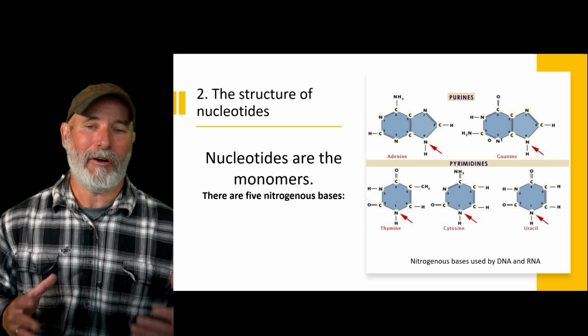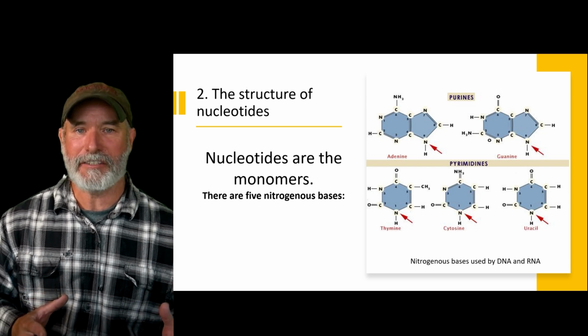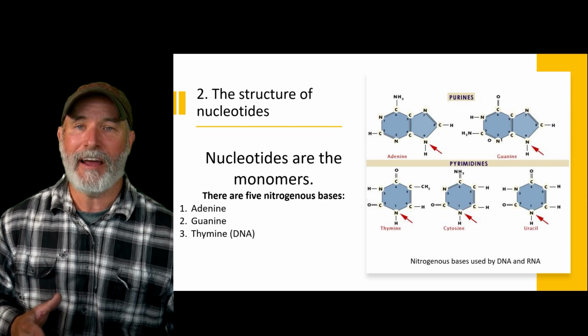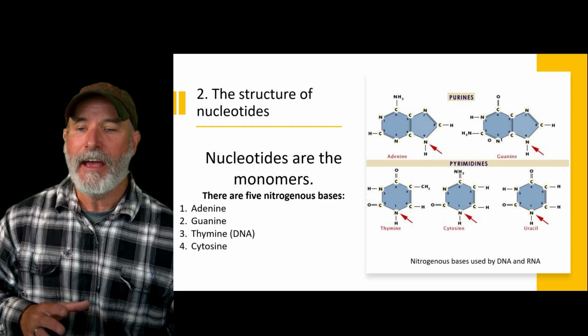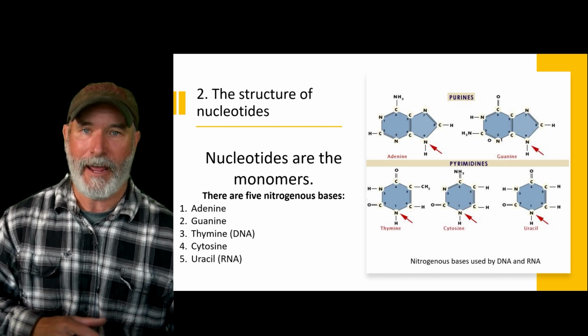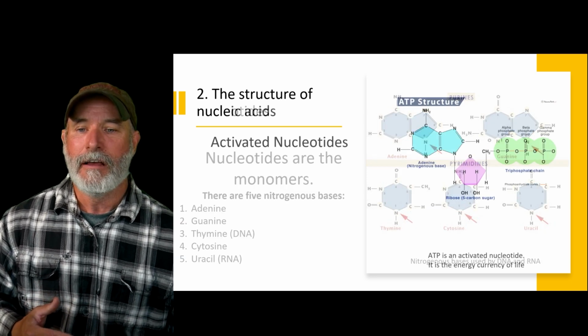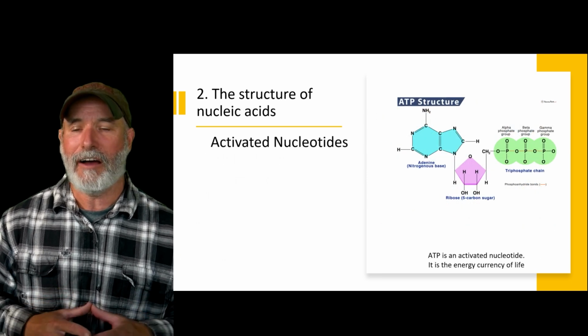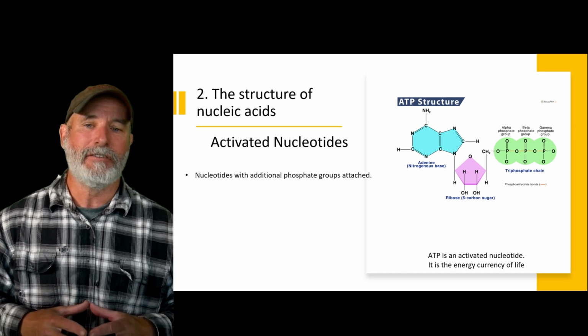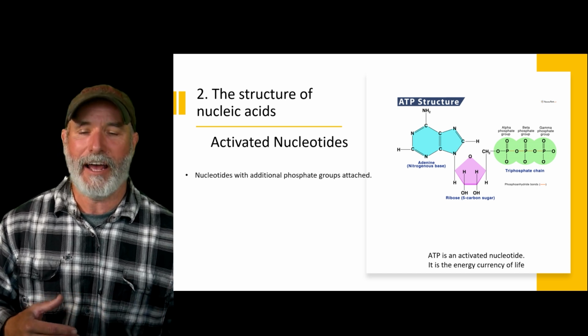Now, there are 5 of these nitrogenous bases, and they are adenine, guanine, thymine, which is found in DNA, cytosine, and uracil, which is found in RNA. So there's a difference right there. And we also have what are called activated nucleotides, and activated nucleotides have phosphate groups attached to them.